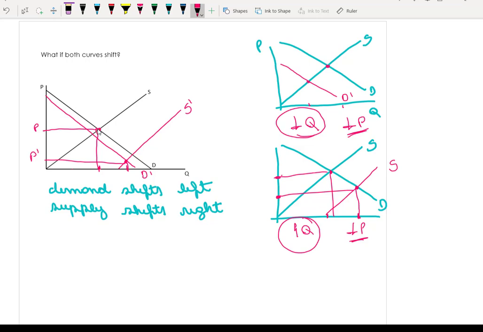So in these cases, when both demand and supply shift, I suggest to draw them separately because the final effect in one of the variables is always going to be ambiguous.